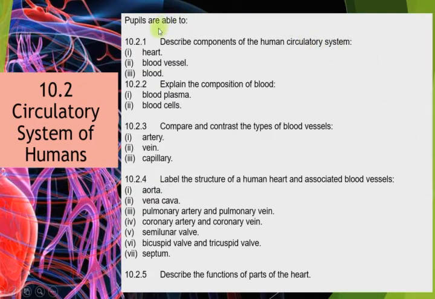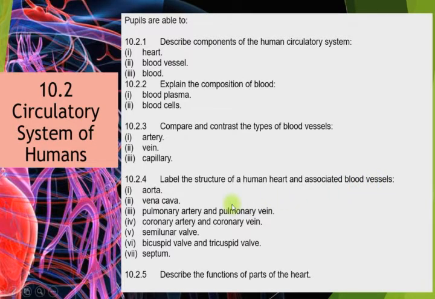Pupils are able to describe the components of the human circulatory system that are made up of the heart, blood vessels, and blood. Number 2, explain the composition of the blood that consists of blood plasma and blood cells. Then compare and contrast the types of blood vessels: artery, vein, and capillary.